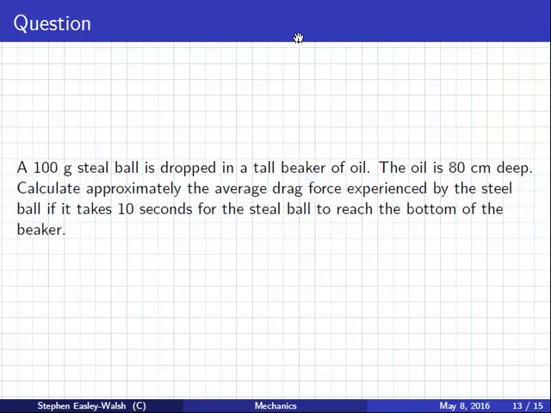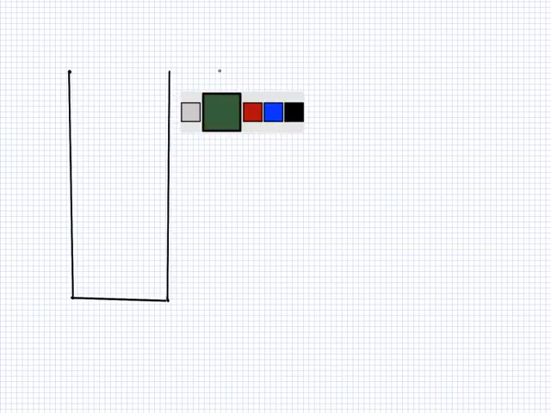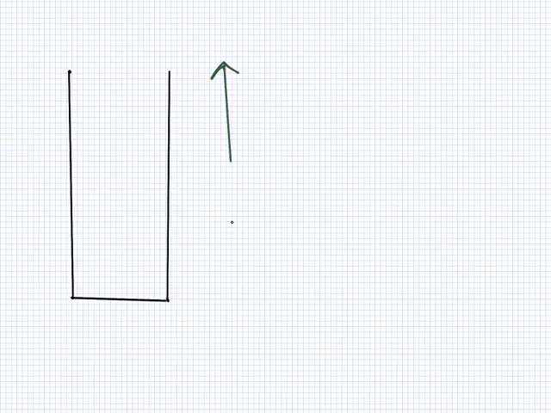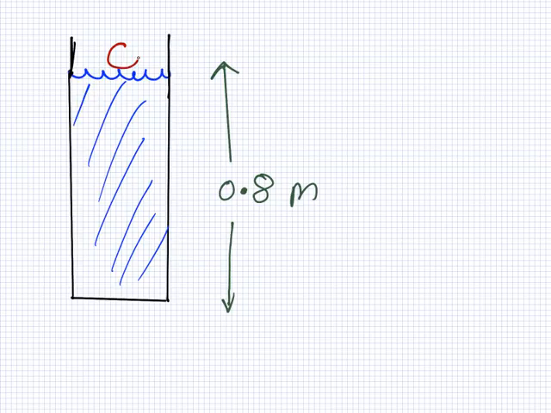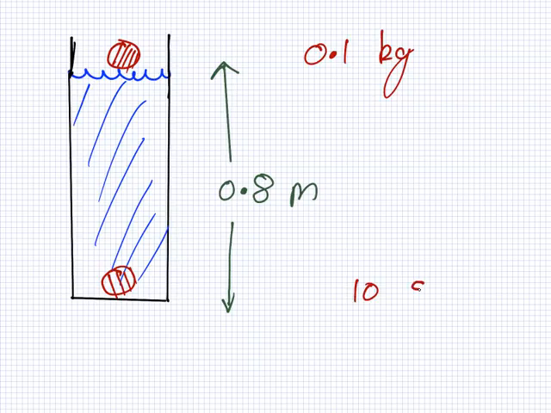Okay, so let's have a look at this one. Right, so this is our beaker. How tall did I say it was? 18 centimeters? 0.8 meters. Okay, great. And it's full of some liquid. There's a ball on the top, and I think I give you the mass, don't I? 0.1 kilogram. And I tell you how long it takes to hit the bottom. 10 seconds. Okay, so is this picture in your mind?